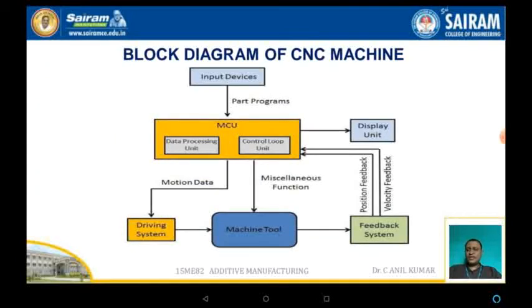Now the block diagram describes the CNC machine, which consists of the input device. The part program is fed into the MCU, where the data processing unit as well as the control loop units will be there, and the display unit will also be there. The part program data is fed through the MCU to the motion data, which is nothing but a driving system, and miscellaneous functions like the machine tool operations are also linked between the driving system and the machine tool. The feedback system is also there in the case of CNC machines.